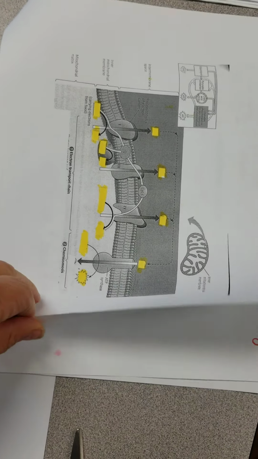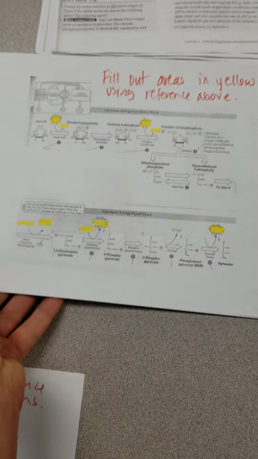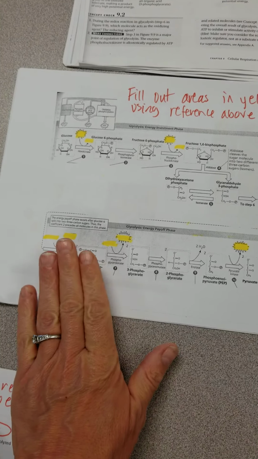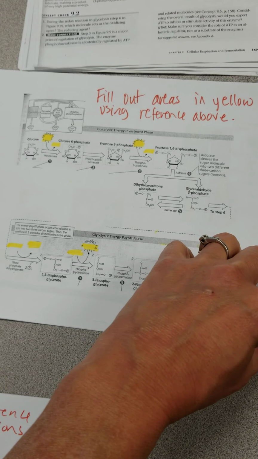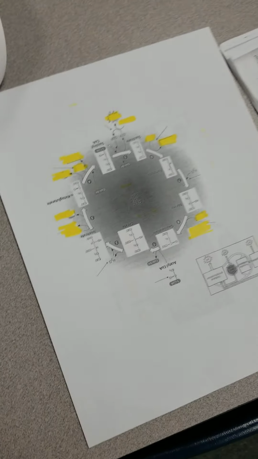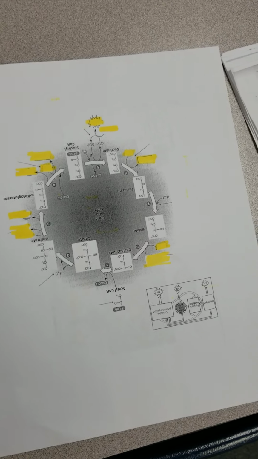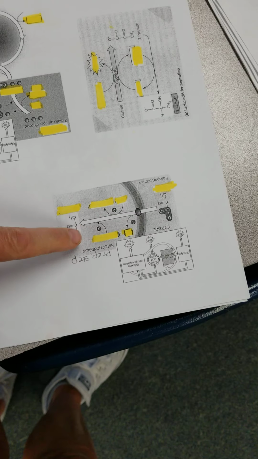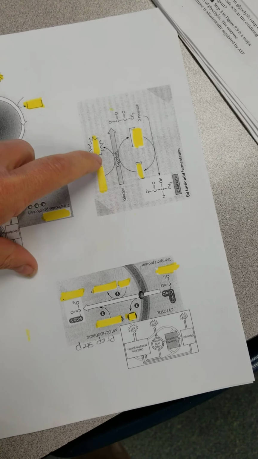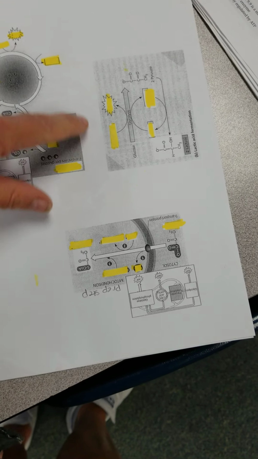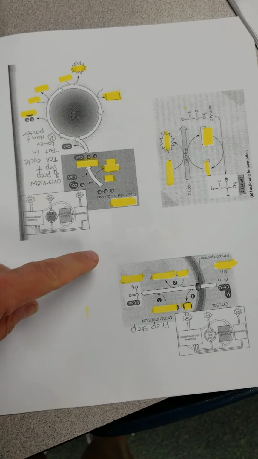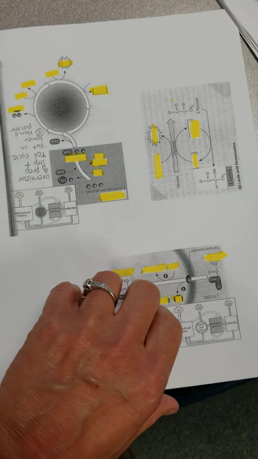Then we're going to draw a cell, and within your cell, you're going to cut out these processes that I have in your packet. For instance, this one is glycolysis. This one is an upside down Krebs cycle. This one is the prep step. This one is the lactic acid fermentation. This one is an overview of the prep step and the citric acid cycle.